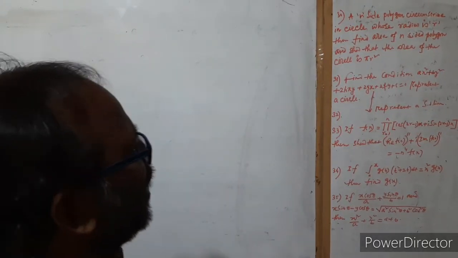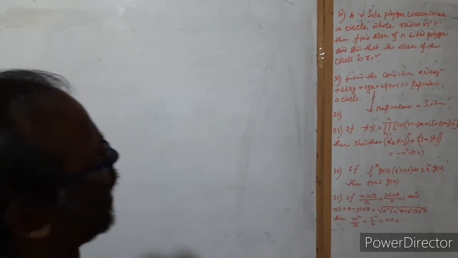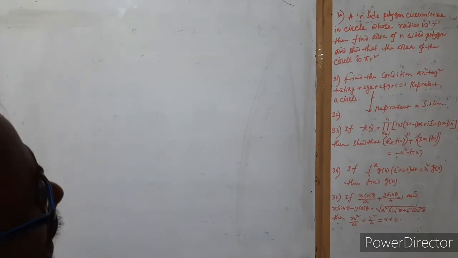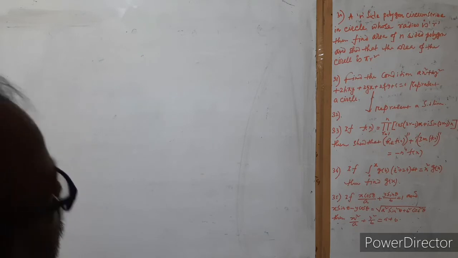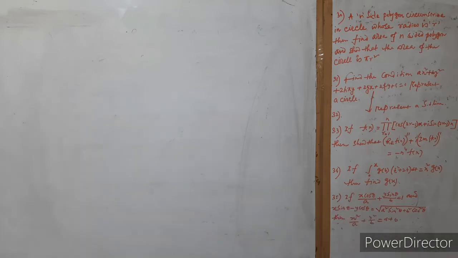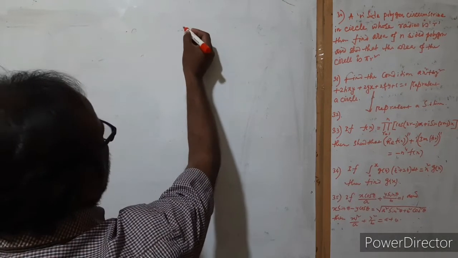An inside polygon circumscribing a circle whose radius is r, find the area of an inside polygon, so that the area of the circle is here pi r square. Now see how we can solve this question carefully. Now we have to draw a polygon inside.